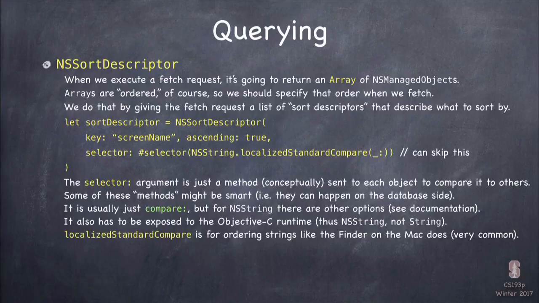When we're going to show something in our UI, maybe this array of things we're fetching, we would want it to be in order, using this localized standard compare. You notice that it's an NSString dot method. It's not string.localizedStandardCompare. And that's because this has to be an Objective-C visible method. And so you need the NSString version.